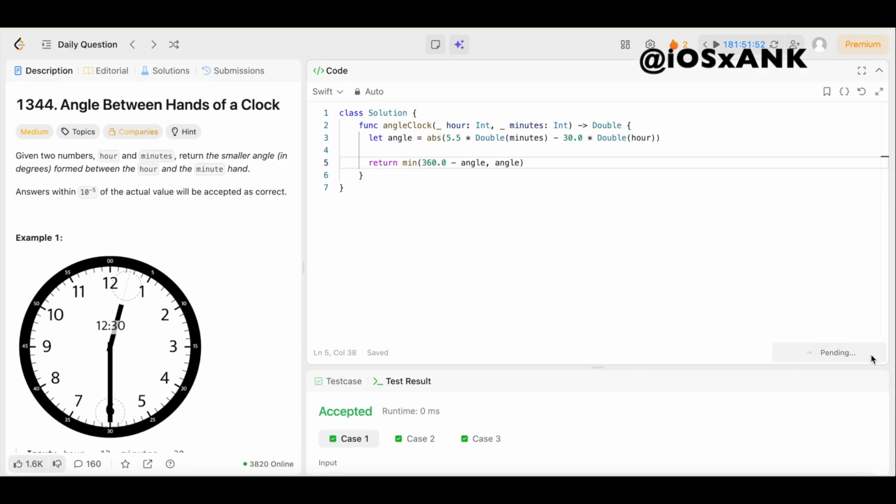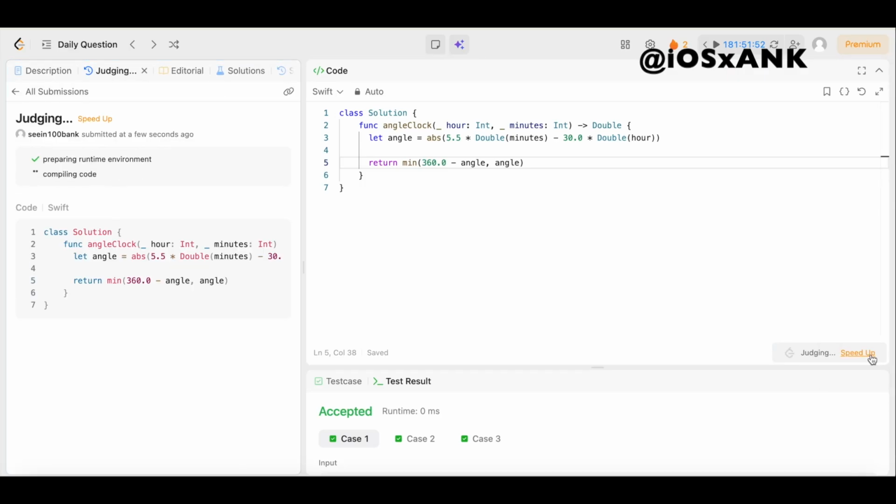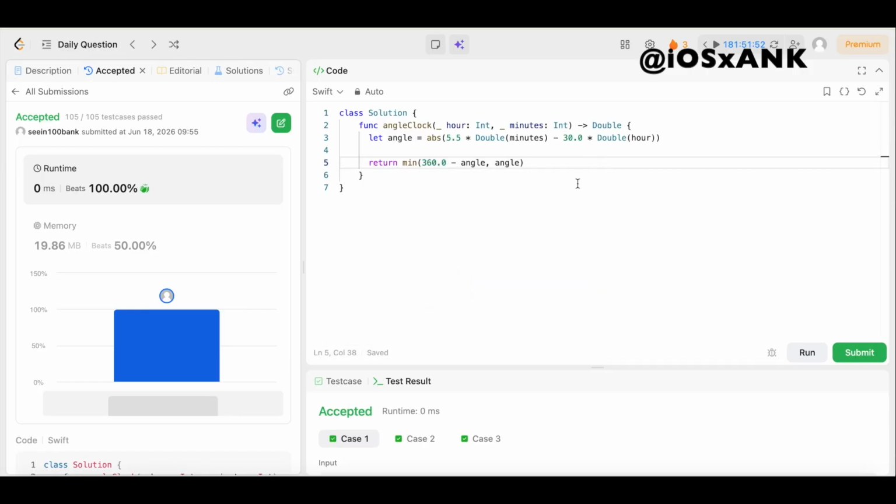It's accepted, so let's go ahead and submit it. Make sure it's still accepted after we submit it. And look at that, y'all. 0 milliseconds, beats 100% of users. That's what I'm talking about. That's what I like to see, y'all.